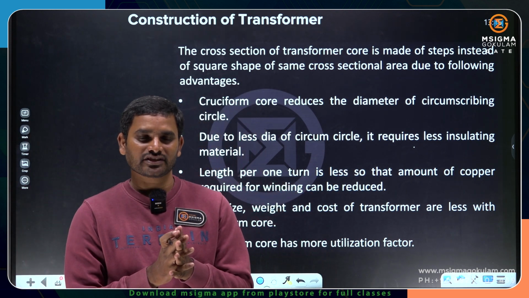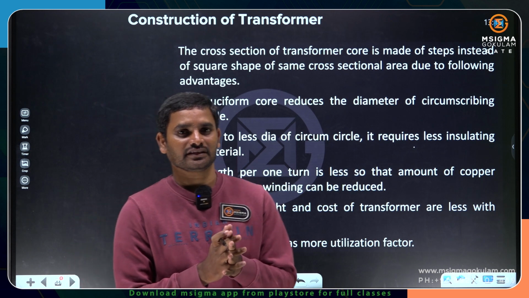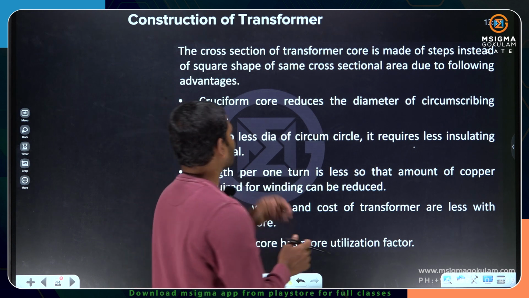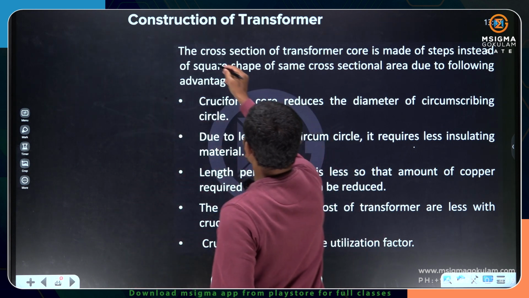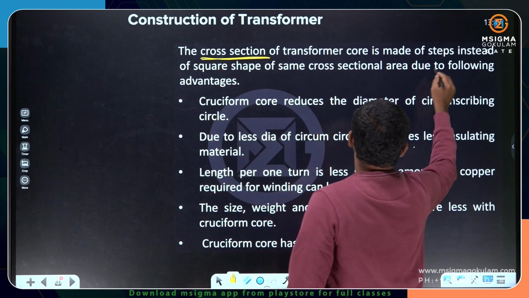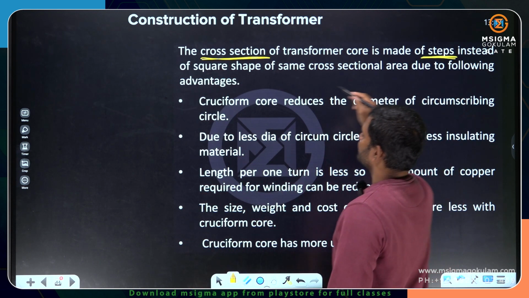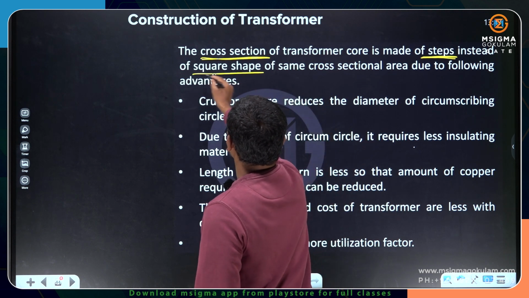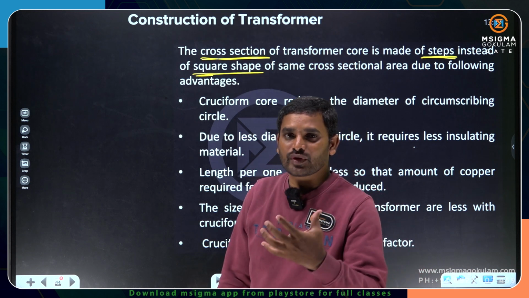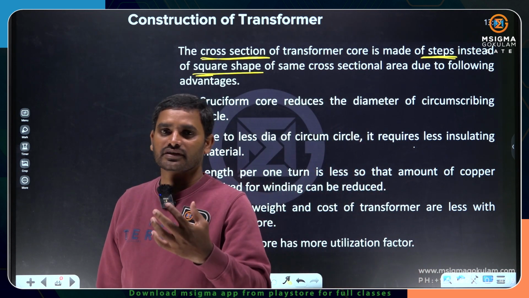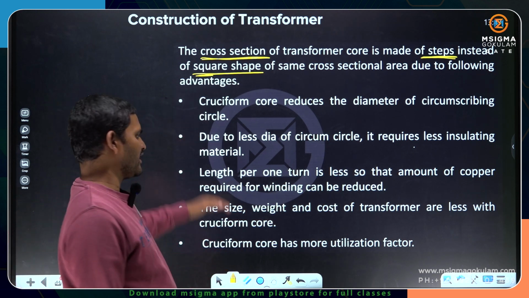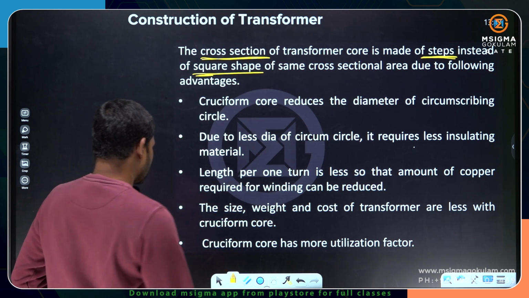We know that the core has to be designed with steel laminations or silicon steel laminations. Here, the cross section of the transformer core is made up of steps instead of having a square shape. So, why don't we go for a square shape core, and why do we go for a stepped core, is a question here. There are some advantages. Let me show you that.